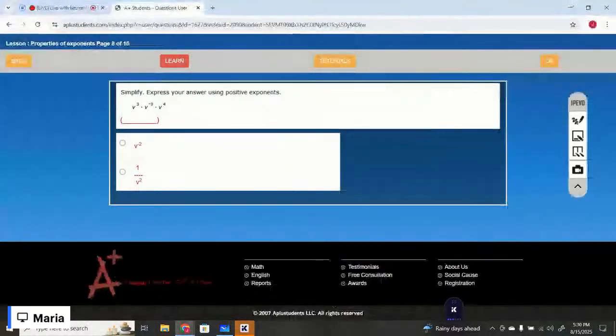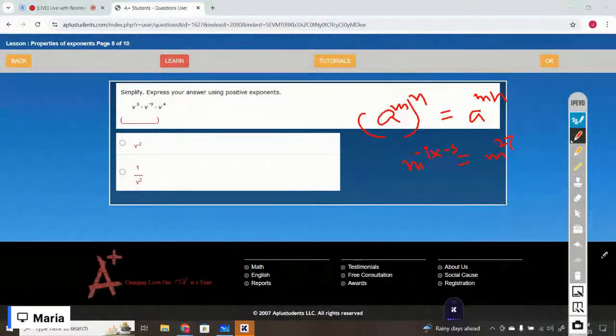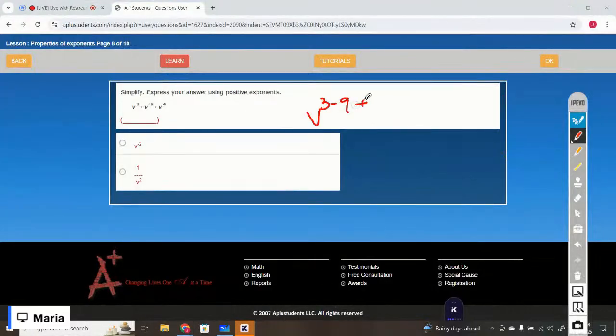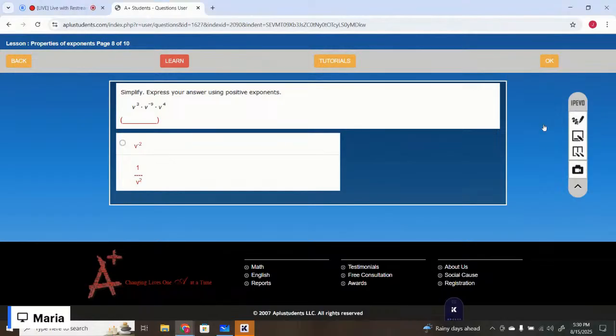Okay, v exponent 3 times v exponent negative 9 and v exponent 4. So when we have the same bases with different exponents, we need to add the exponents. That would be 3 minus 9 plus 4. 3 minus 9 is negative 6 plus 4. That is v exponent negative 2, and we can write that as 1 over v exponent 2. So option number 2 is the correct option.